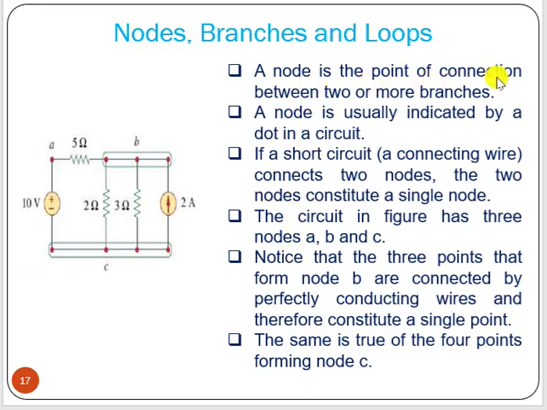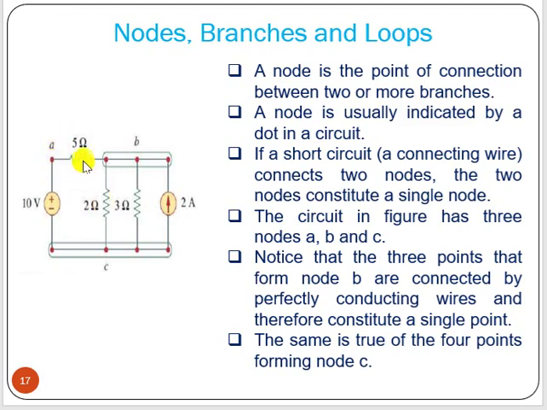A node is the point where two or more branches are connected. That means this is an active element, a passive element, two branches connected at this point. So this point A is a node.